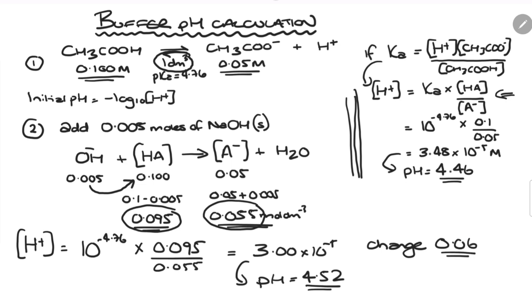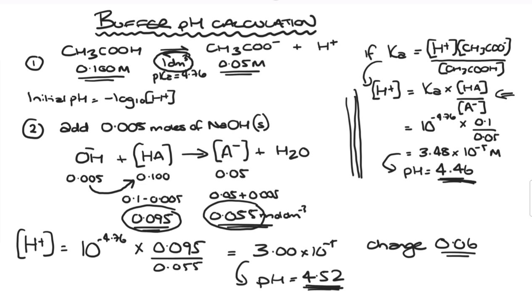This is giving you a change of 0.06 pH units. Remember, a question sometimes may finish off by saying what is the change, and so you'd have to do some sort of pH subtraction to work out the difference between your initial pH and your final pH. So the final pH would be 4.52. The initial pH we calculated was 4.46.